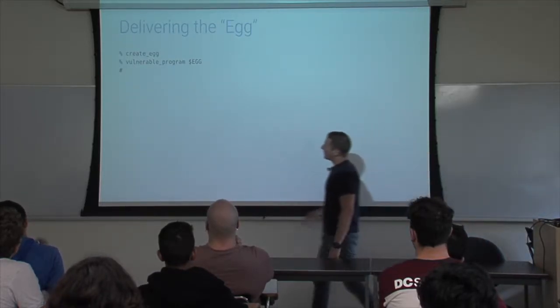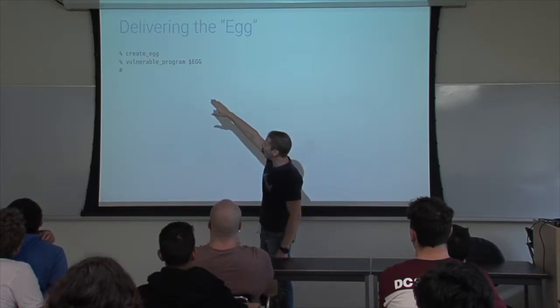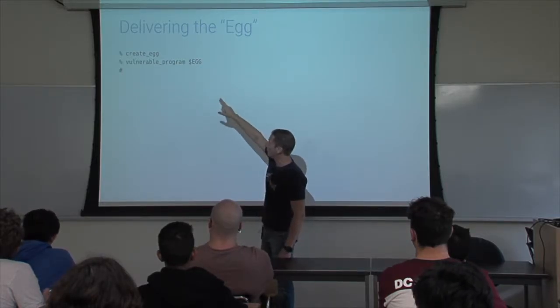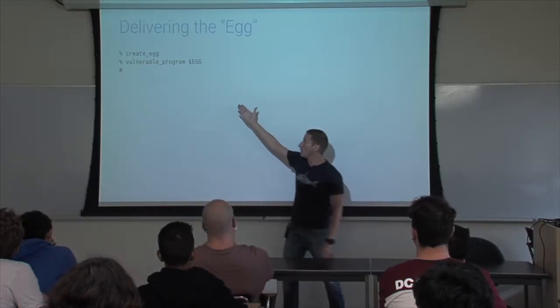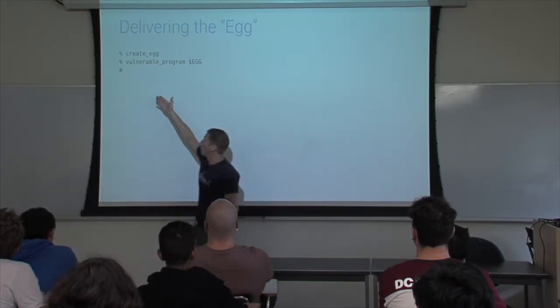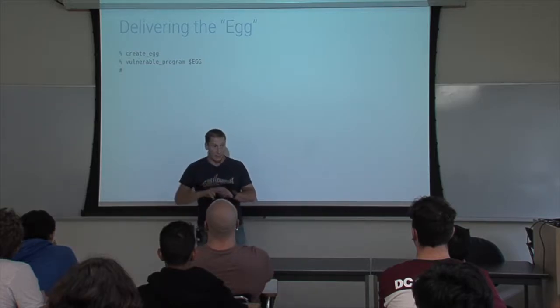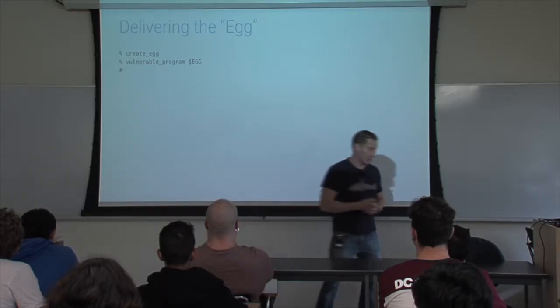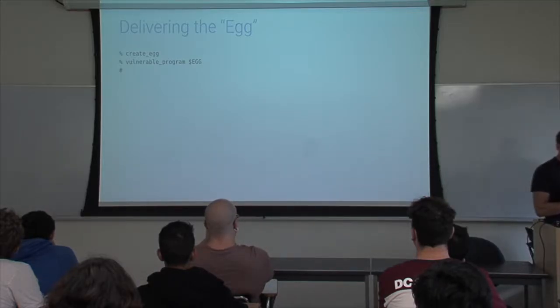And so the basic idea is that you call create egg, you're dropped in a bash environment where there is this $egg environment, and you pass it to the vulnerable program. And if the vulnerable program is set to ID root, you will get the # prompt, which means that you have root access to the system. It's as simple as that.